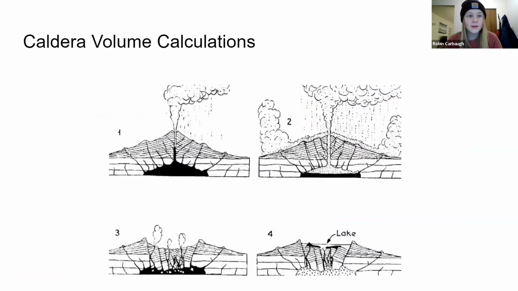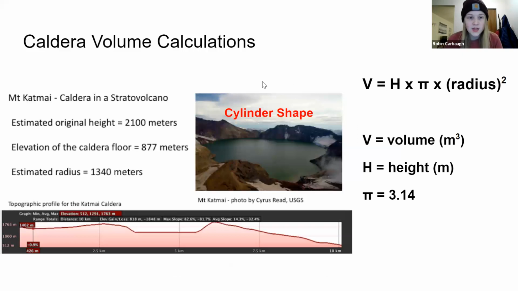And then the next part of the lab is going to be looking at caldera volume calculations. So once again, a caldera is when we have this magma chamber here, the volcano erupts because there's an open space now, the rock's not supported, so it will collapse in on itself, and then it'll rain. We get lakes a lot of times. There's a picture of the top there of a caldera. And then we can find the caldera volume with this equation here, height times pi times radius squared.